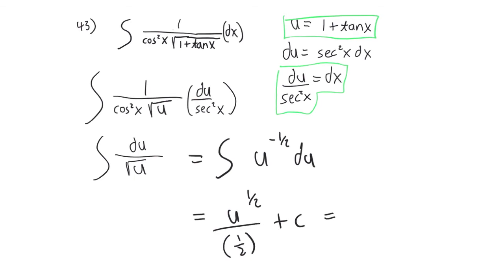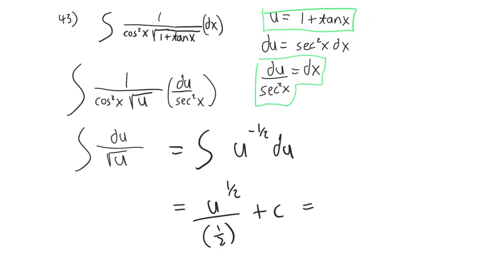At that point, I believe we can replace our u with 1 plus tan x, keeping in mind it's still raised to the 1/2. Now let's get this over with. Anytime you divide by 1/2, it's the same as multiplying by 2. So it would be 2 times that plus c.